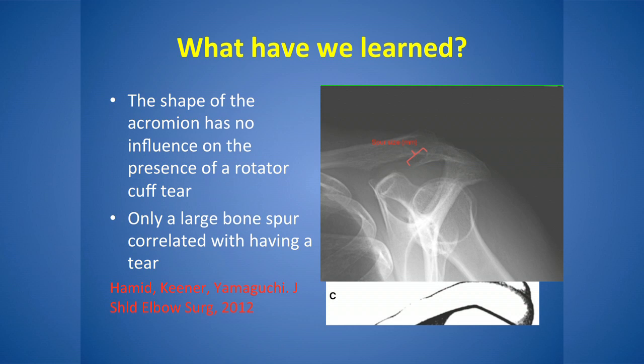And these are the 3 types of bone shapes of the acromion that have been described in the past. What we found in one of our studies is that the shape of the acromion had little to nothing to do with the presence of a rotator cuff tear. It was only when you saw a large spur on the bone that you saw a greater risk of rotator cuff disease.